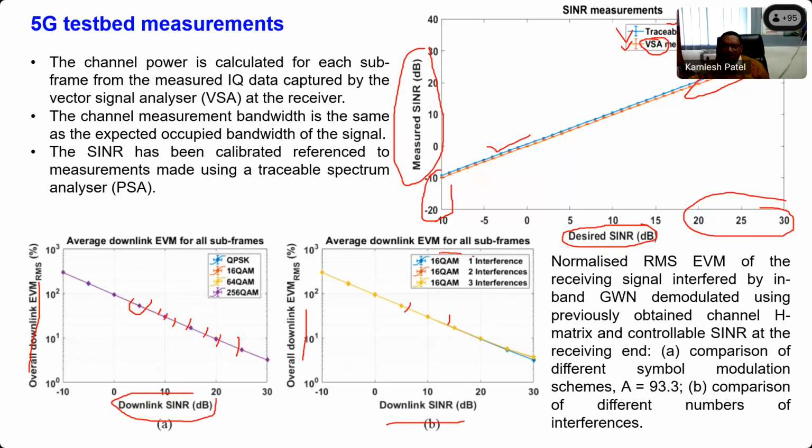So we are taking one single modulation method, 16 QAM, but the number of interferers is increased: 1, 2, 3. There is a small change in the value of EVM and the downlink SINR. So again, for SINR higher than 20 dB, we can distinguish the value of 16 QAM and 16 QAM with 3 interferers.